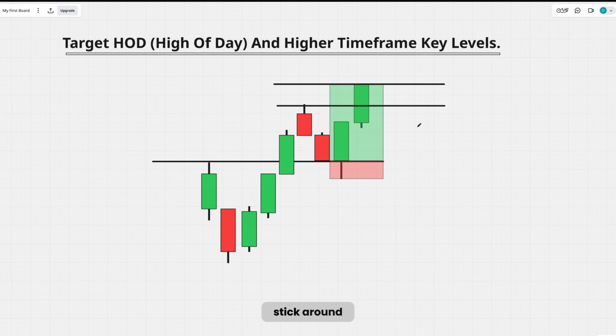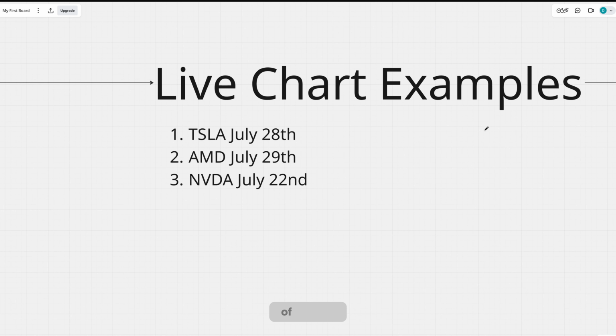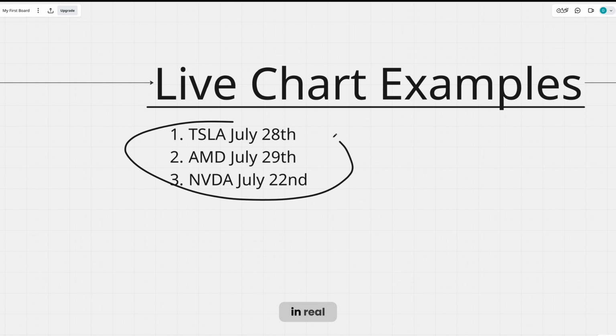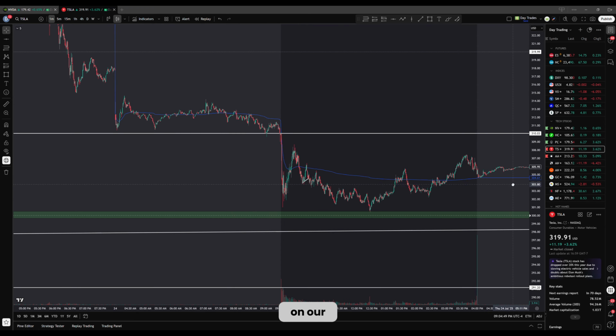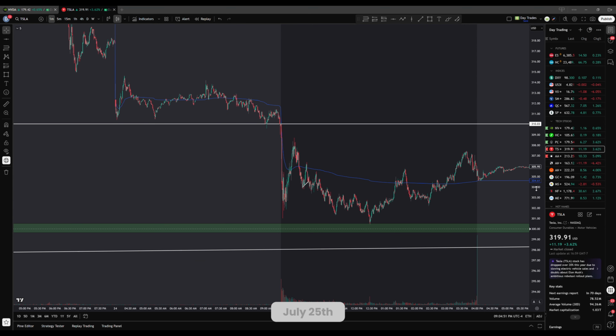so be sure to stick around. Now that you guys have a basic understanding of exactly what you should be looking for and how to trade the setup, let's go over some live chart examples of trades that I actually ended up taking in real time. As you guys can see, we're on our first example, Tesla for July 25th.